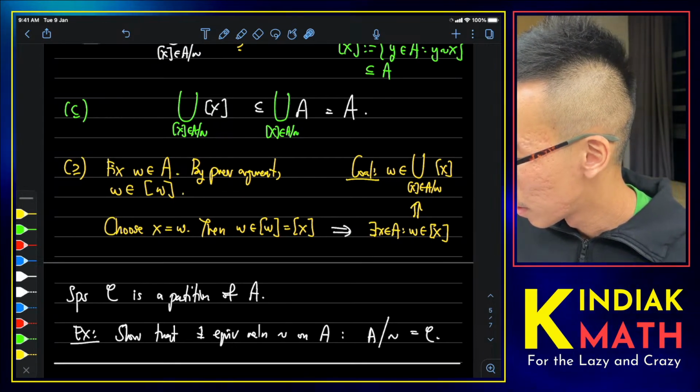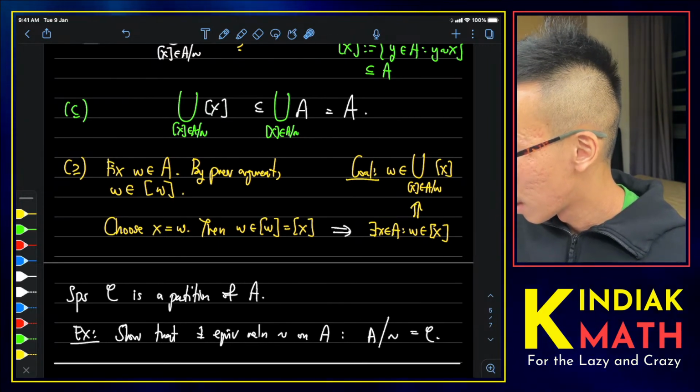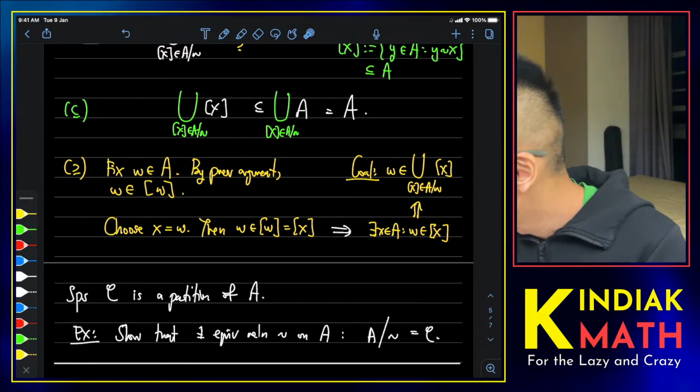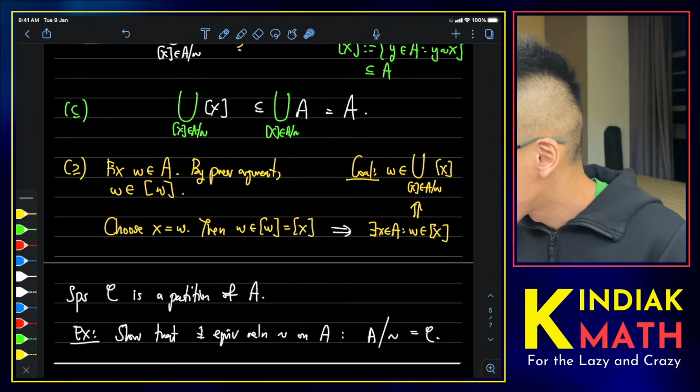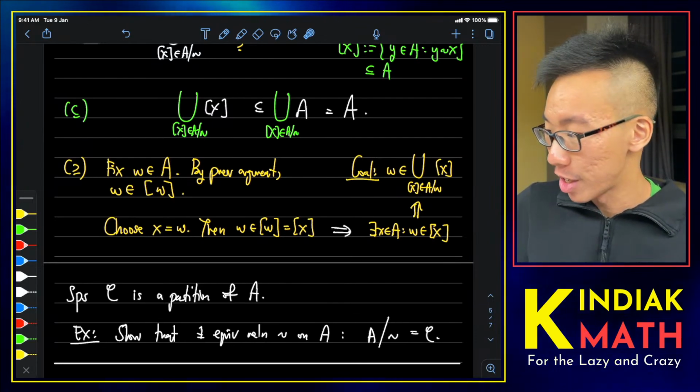So can we say if the former is true, the latter is true? If the former is true, then the latter is true. Well, we had to prove it, right? We actually had to prove that it's true.